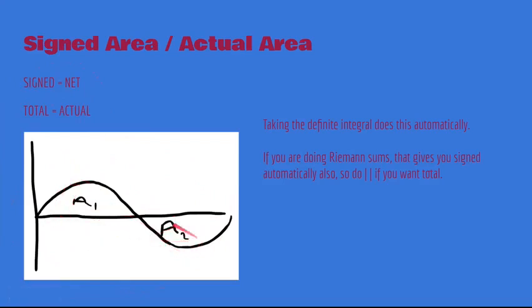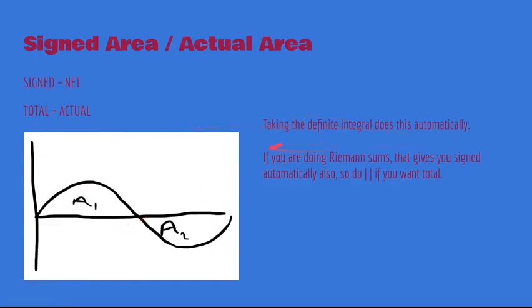So when you go under the x-axis, it subtracts. That's how I always remember it. If you go under the x-axis, it subtracts. That's why it's called signed area or net. But if it's total area, it's going to be A1 plus A2. So to say that again, A1 minus A2 is signed area. A1 plus A2 is the actual area.